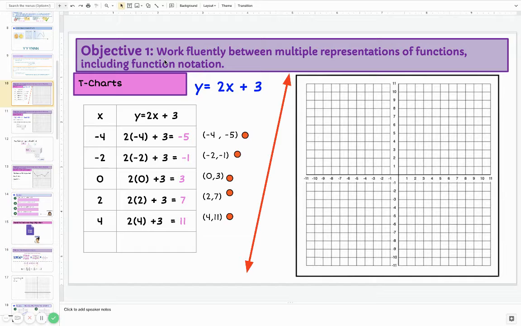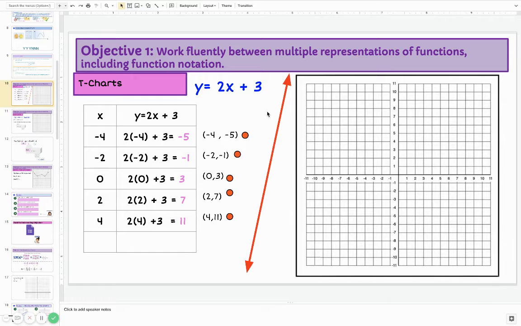Okay, so here's objective one. I'm going to be going back and forth between the slides and the other Cami, so I can write as well. All right, so objective one is working fluently between multiple representations of functions, including function notation.